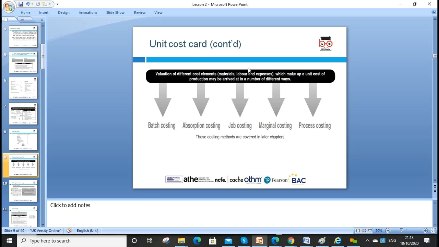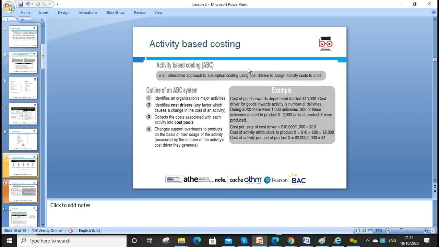So the unit cost card is one method, and next there are different methods of costing we can use. Batch costing: you make goods in batches. Absorption costing is full cost. Job costing, such as a construction builder who has a different job each time. Like people who want to extend the house, each has a different cost: you want to extend one bedroom, two bedrooms. That's the job, that's job costing. Each job will have different costing, different profit. Marginal cost means the variable cost. Process costing is where different processes are involved in the costing.